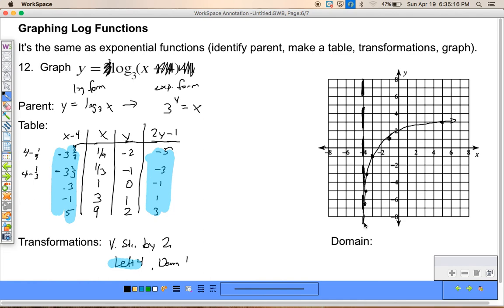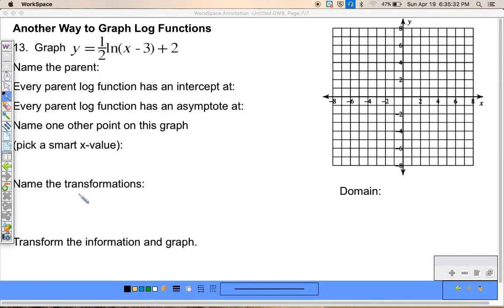There's another way that we can figure out specifically where that asymptote is. We'll talk about that in the next problem. But since this is our asymptote, that means our domain has to be everything beyond that -4, so everything greater than -4.